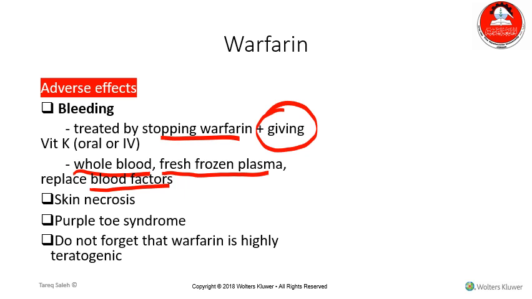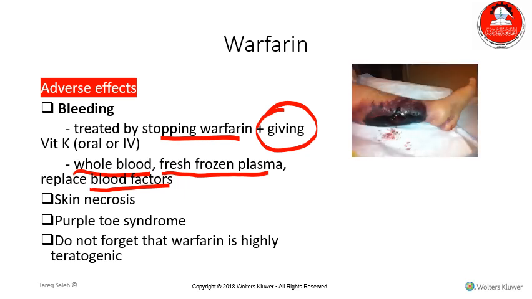In addition to bleeding, warfarin can be associated with other adverse effects, such as skin necrosis caused by the formation of microthrombi in the peripheral tissues. And this is a picture of skin necrosis localized to the lower limbs. Of course, this can be life-threatening, resulting in ischemia and permanent damage to skin in the lower extremities.